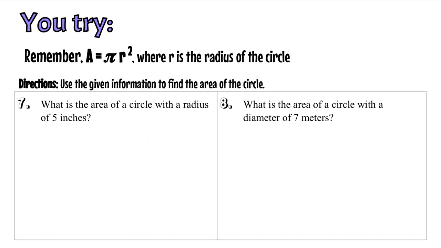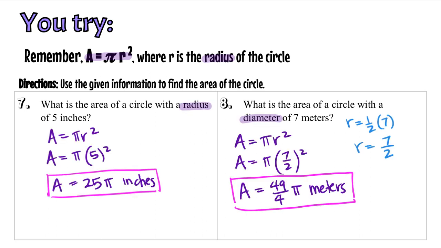All right, now it's your turn to try. Remember that area equals pi r squared, where r is the radius. So if you aren't given the radius, make sure you find it. Pause the video and try numbers 7 and 8 on your own. Hopefully you paused the video and you found in number 7 that the area equals 25 pi inches.